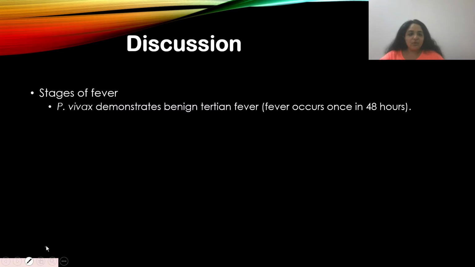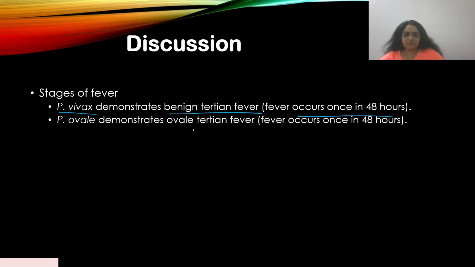Also, depending on the species, the fever also varies. If it is Plasmodium vivax, it demonstrates benign tertian fever. So remember this for NEET. It's a possibility that a question like that would also appear. Plasmodium vivax demonstrates benign tertian fever, and fever occurs once in 48 hours.